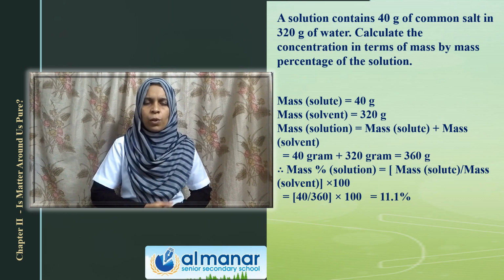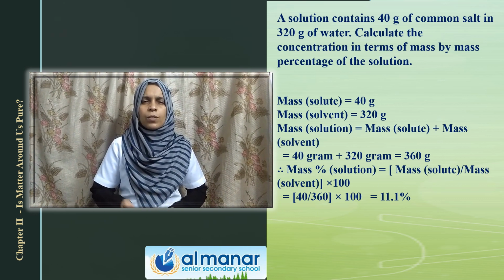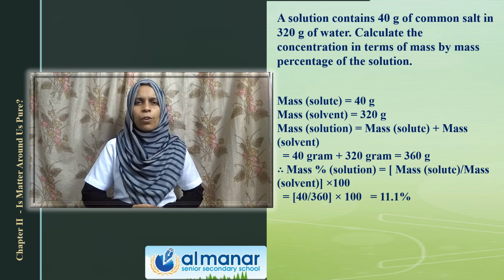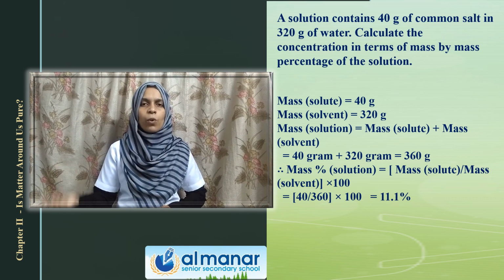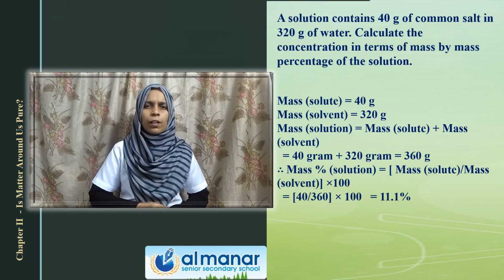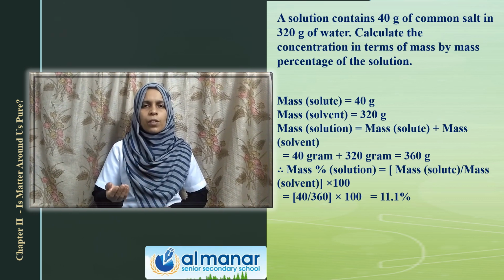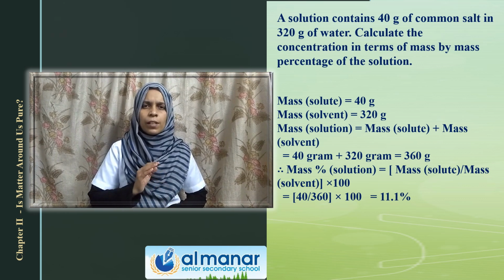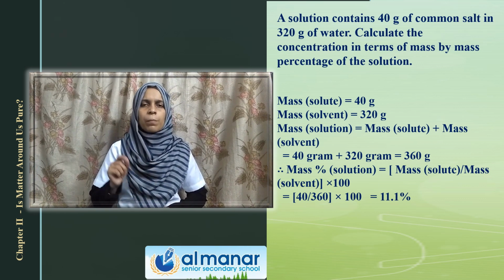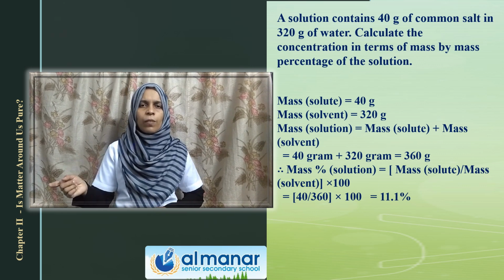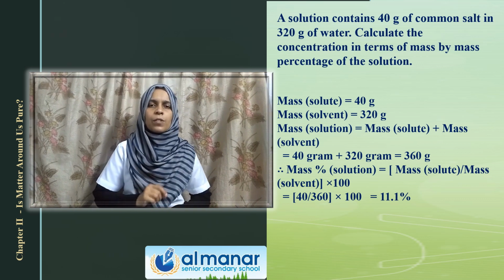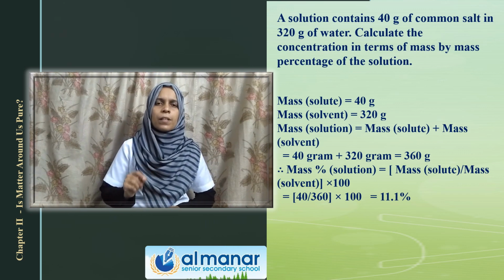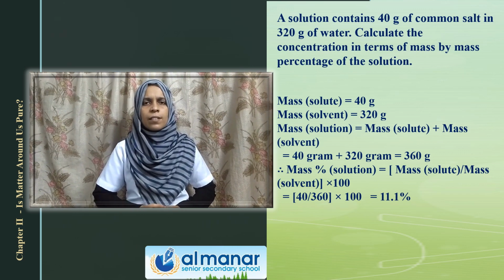First one, mass of the solute. We know here common salt is the solute. So mass of the solute is equal to 40 gram. Then mass of the solution we need. Only the mass of the solvent is given. You know what is solution? Solute plus solvent constitute solution. So mass of the solution is equal to mass of the solute plus mass of the solvent. Which is the solvent here? Water. What is the weight of water given here? Mass of water is 320 gram. So we can write mass of solution is equal to 40 plus 320, which is equal to 360 gram.